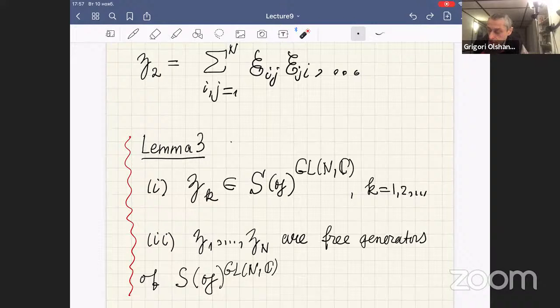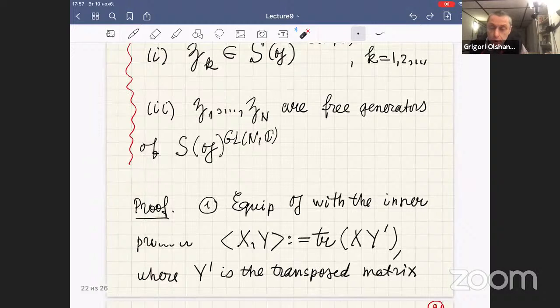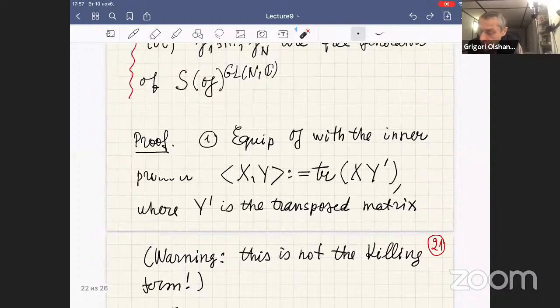How to prove it? We just reduce this claim to the previous one about the invariants in the algebra of polynomials. So how to do this? More formally, we equip our Lie algebra with the inner product.